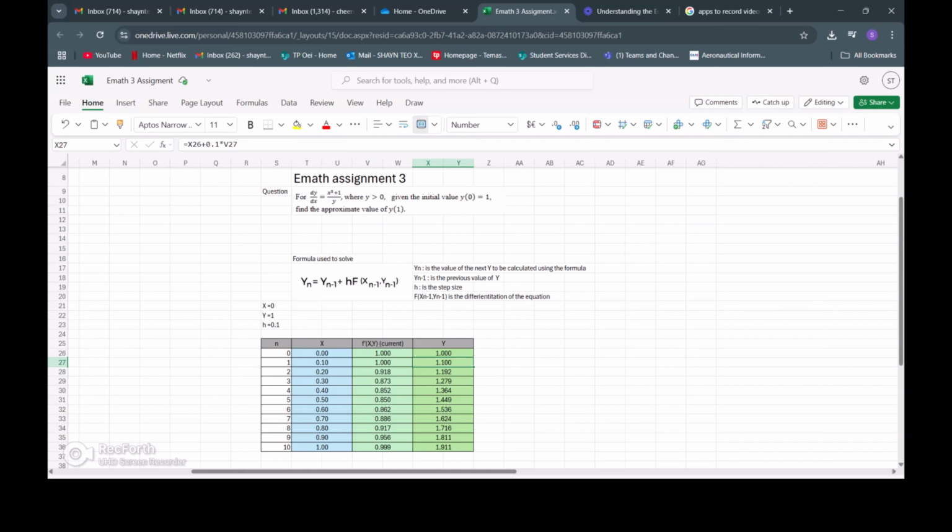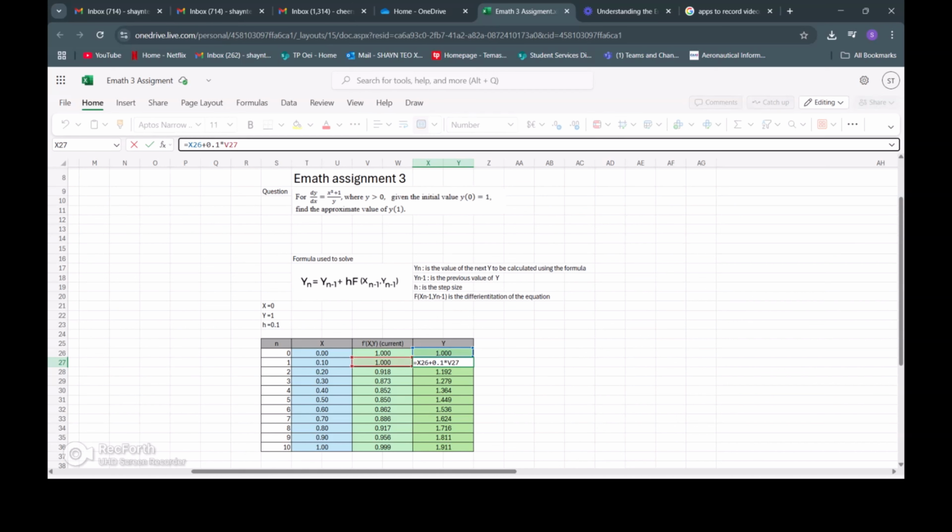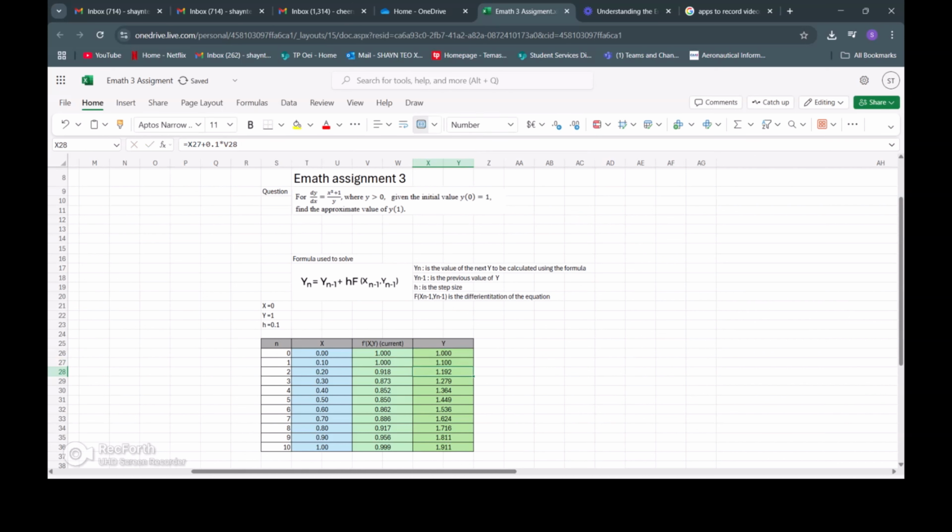As for the y value, we substitute the values into the equation. So taking the y from the previous step number, adding h, which is 0.1, multiplying that with the function of the previous x and y to get the predicted y value.